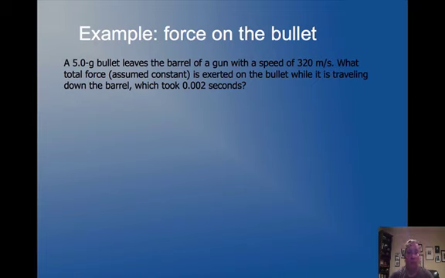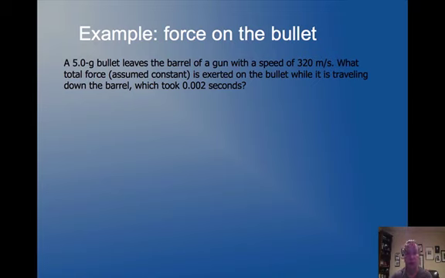Here's a bullet leaving a gun. We know the speed is 320 meters per second. What total force, so we're just looking for the net force, we're not even going to break it down into components, assuming constant force is exerted on the bullet while it is traveling down the barrel. And this took 0.002 seconds, so we're also given the time of that force acting.